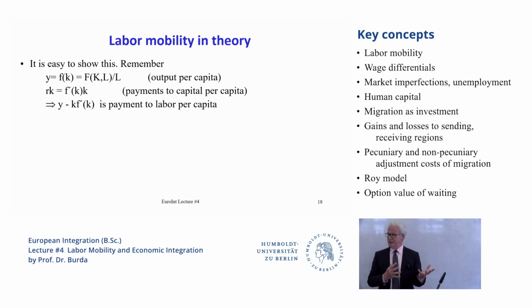You can call it profit if you want. There's no such thing as excess profit if you have competition. If there's enough competition out there, basically this is just a way of saying we're moving along the isoquant. So that is the wage. It's y, little y minus k times f prime, the marginal product of capital.